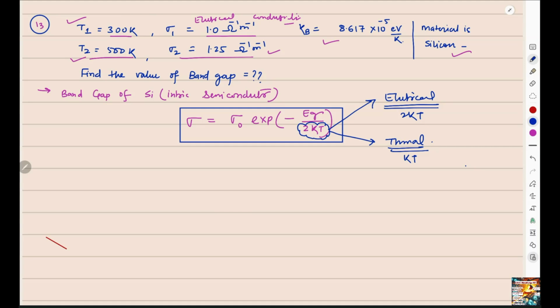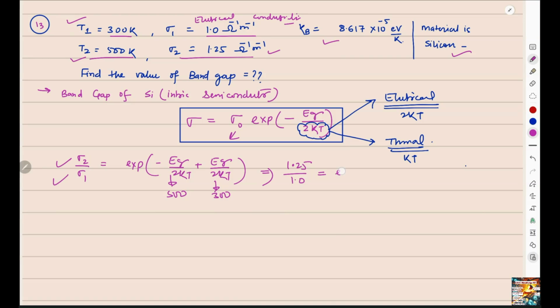So now we will substitute the values. We can write sigma 2 by sigma 1 equals, sigma naught will get cancelled, so we have exponential Eg by 2 kT plus Eg by 2 kT. This one is for 500 and this one is for 300. Now we can substitute the values and write sigma 2 as 1.25 divided by 1.0, the value of sigma 1, and sigma 2 equals exponential minus Eg by 2k into 1 by 500 minus 1 by 300.